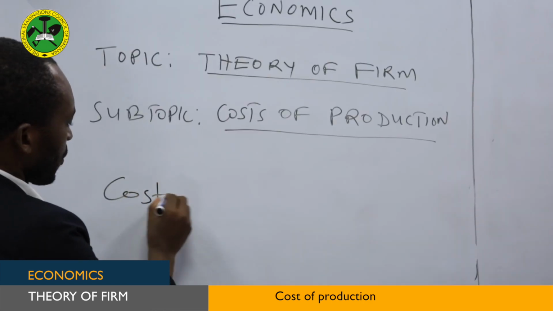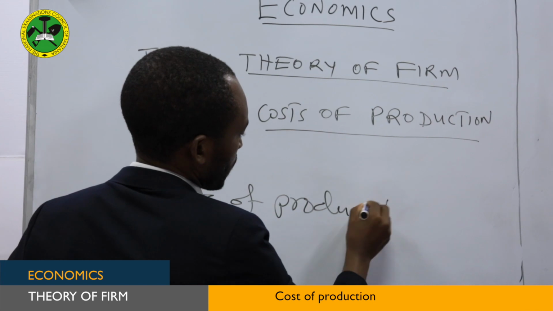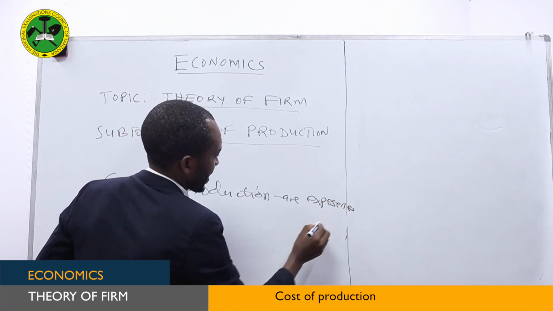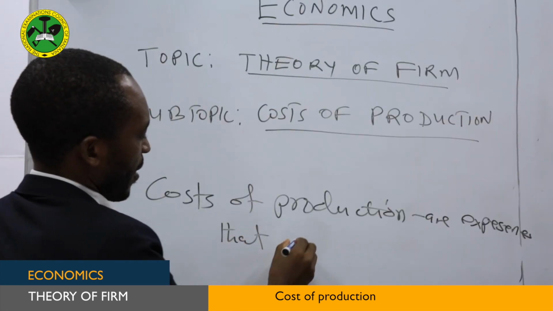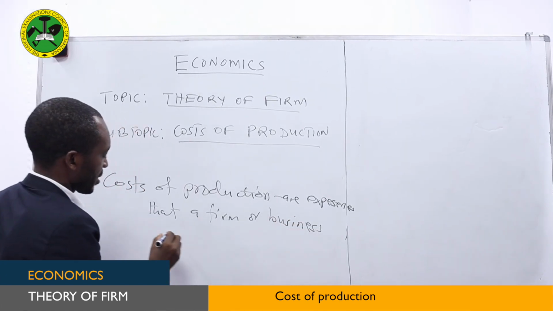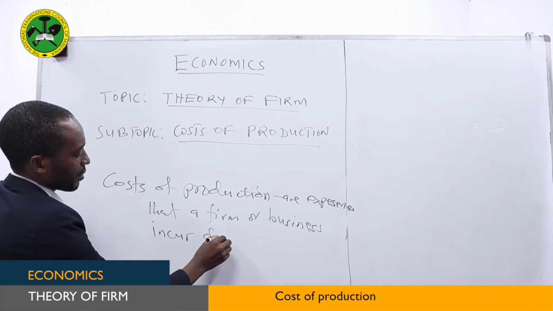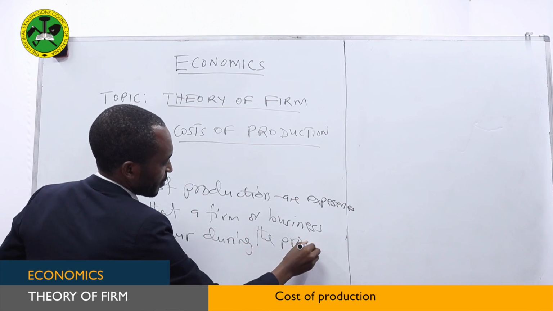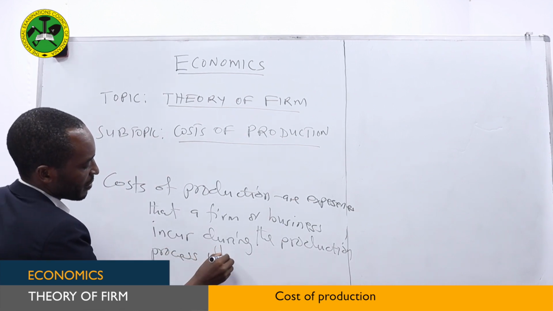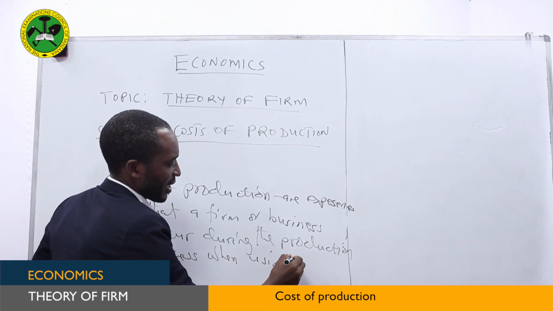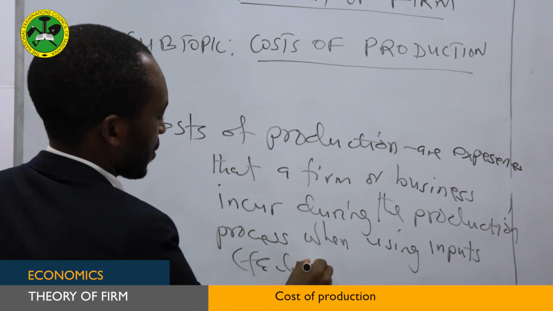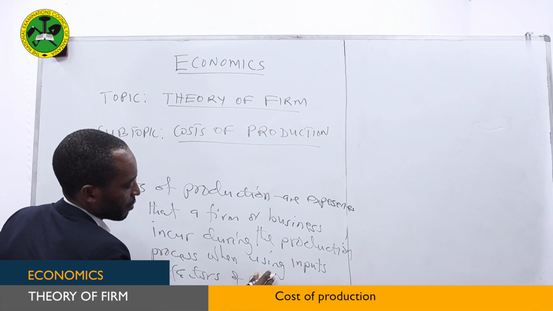Now, costs of production are expenses that a firm or business incur during the production process when using inputs or factors of production.